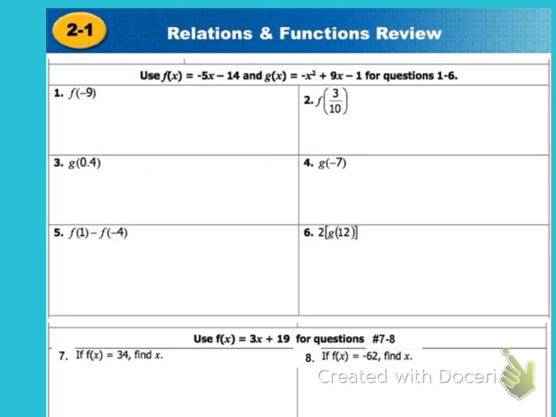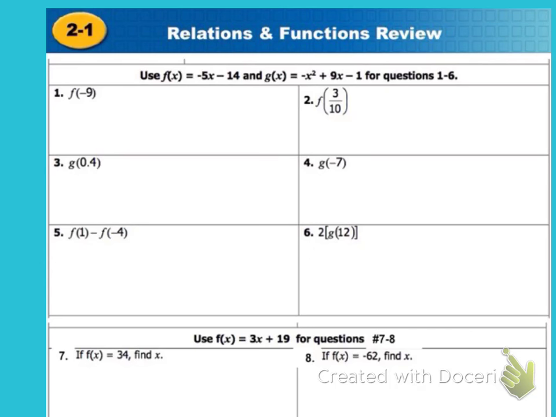Let's turn the page. So in this section, we're going to use these two different functions. f of x equals negative 5x minus 14, and g of x is negative x squared plus 9x minus 1. And these are just two different functions. Sometimes we'll call the function f, and sometimes we'll call it g or h or whatever. The letter doesn't necessarily matter. It's just to distinguish one relation from another.